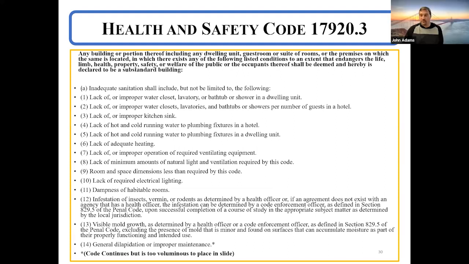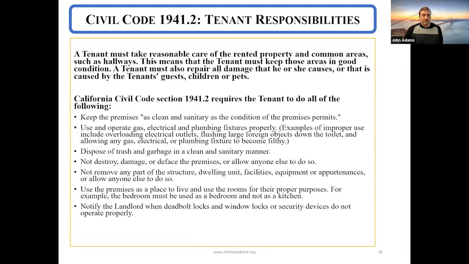17920.3. It further includes things that every unit should include, such as the abatement of vermin and mold and hot and cold running water. Y incluye las cosas que la unidad debe de cumplir. O sea, que la unidad debe de evitar ratas y otros molestias, infestaciones, y también debe de proveer agua caliente y agua fría. The next of these codes is California Code 1941.2.